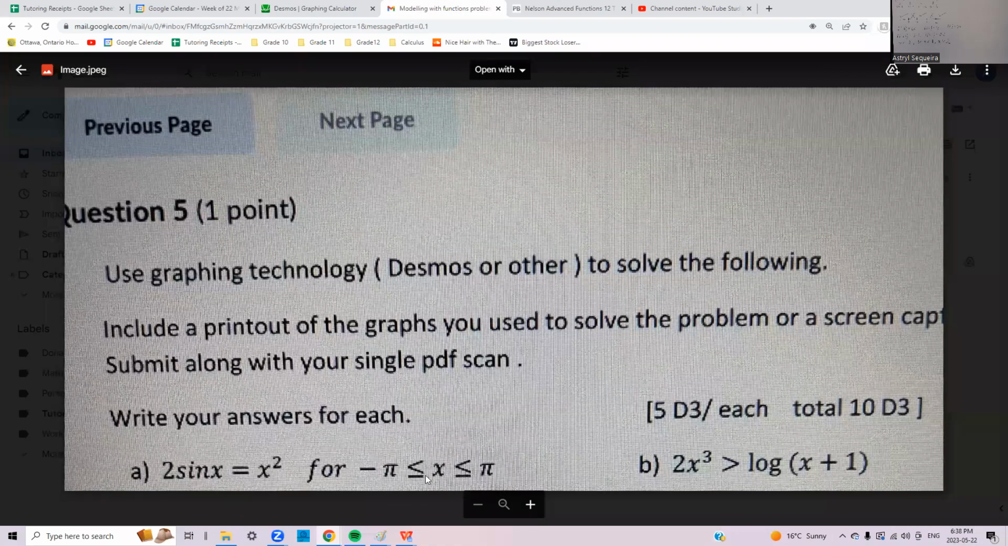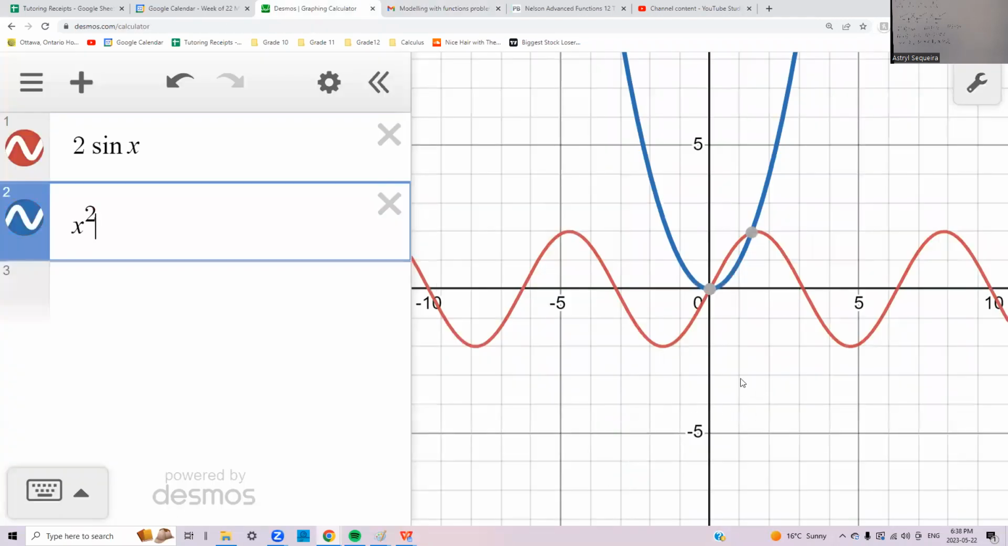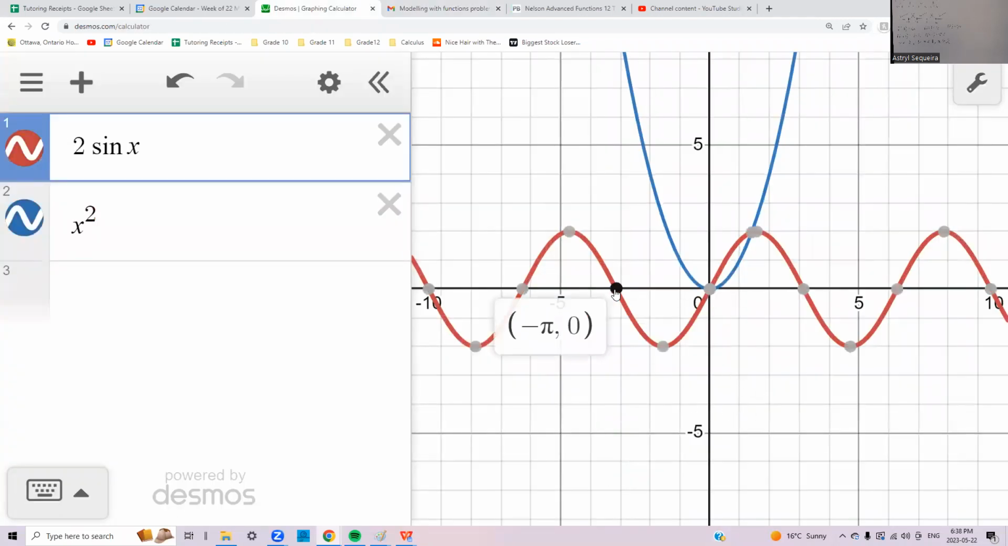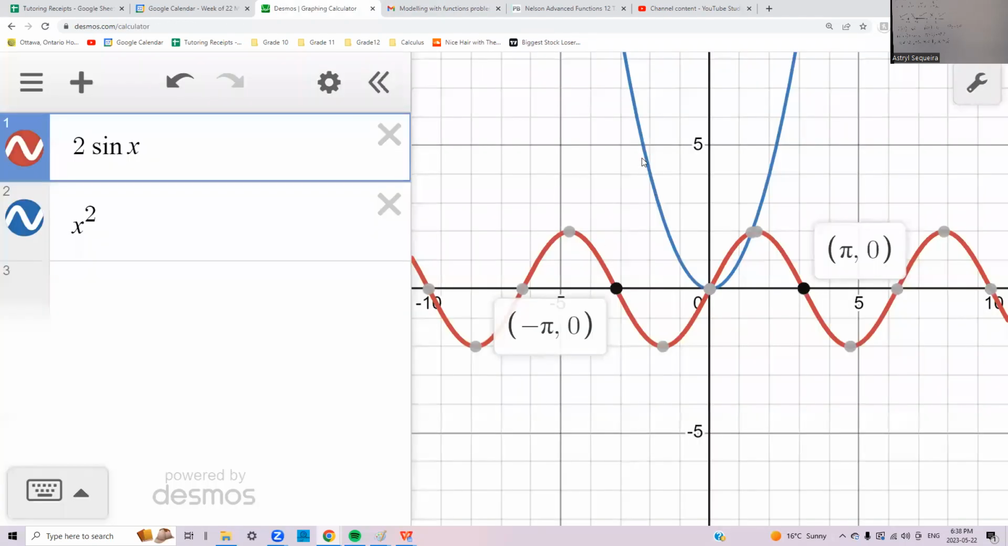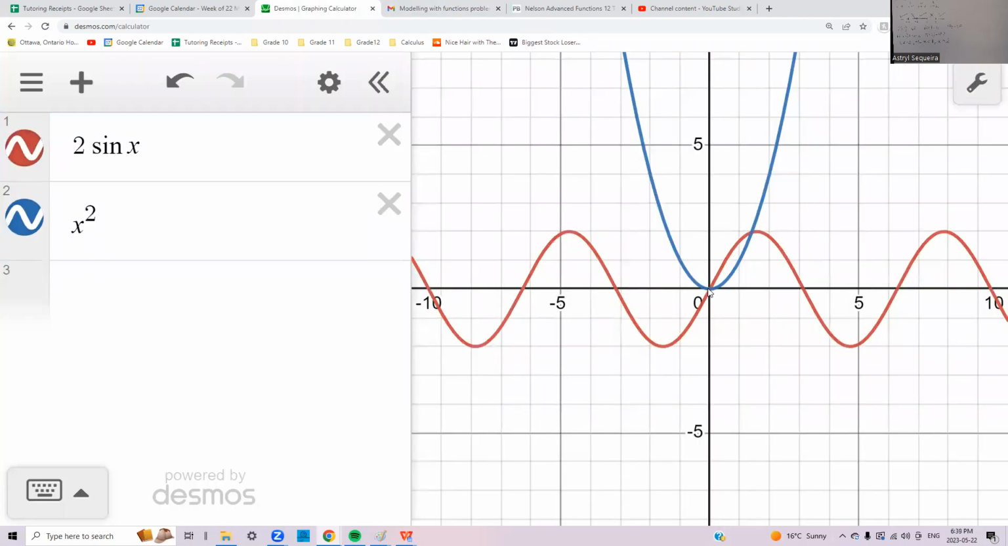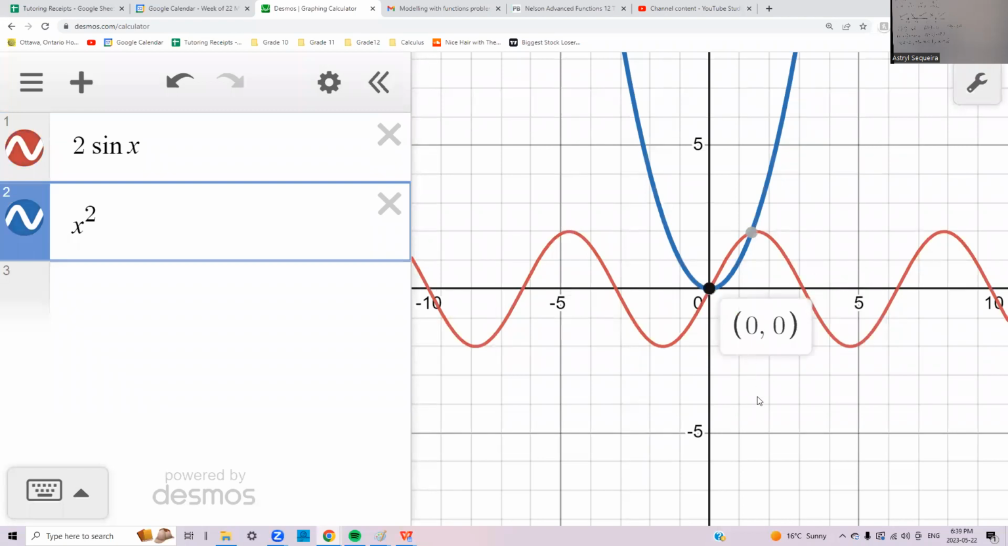The range given in the question is from negative pi to positive pi. So negative pi is right over here and positive pi is right over here. And we want to see where the two graphs are equal to each other. So where these two graphs intersect, Desmos already shows you the 2 points of intersection. There's the first point over there.